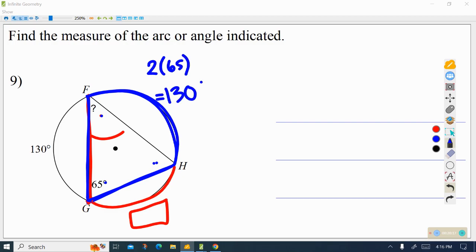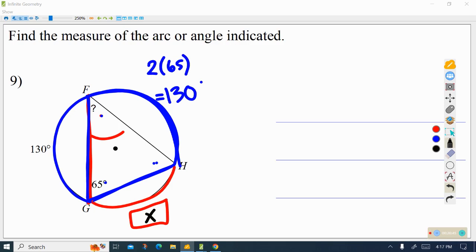130 degrees. All right, well, now what do we know about a whole circle, though? Because we should realize, well, wait a minute. 130 plus 130, and this red piece have to make the whole 360. But 130 plus 130 is already 260 degrees. So think about it, right? What do I know about this value right here? What would I know about that x?